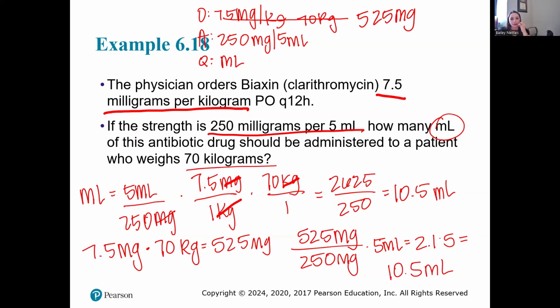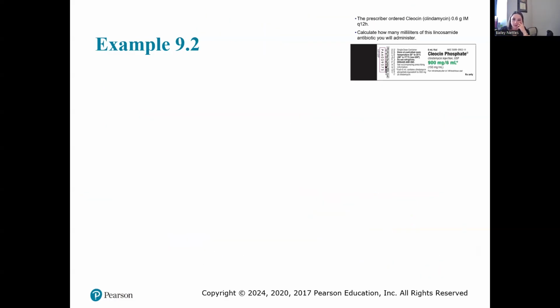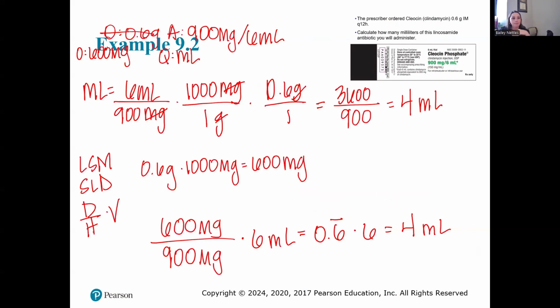All right. So last one, praise the Lord. My order is for 0.6 grams. It wants to know how many milliliters. I have a 900 per 6. I also see this 150 per 5. Just either number. I don't care. Just pick one. They mean the same thing. If you divide 900 by 6, it equals 150. Okay. I like to use the big numbers because they're pretty in green.